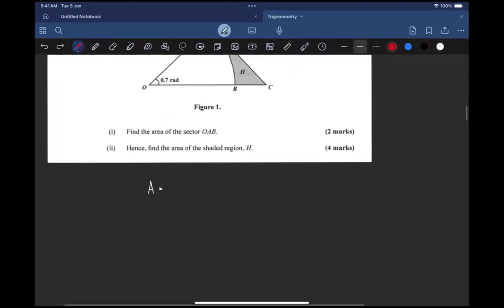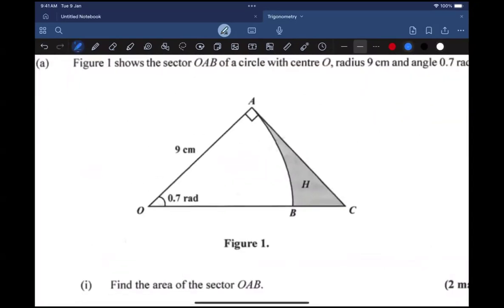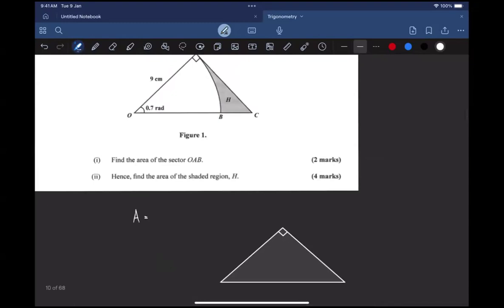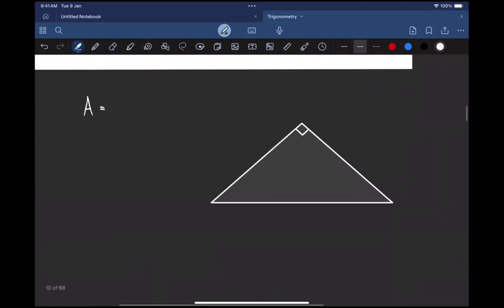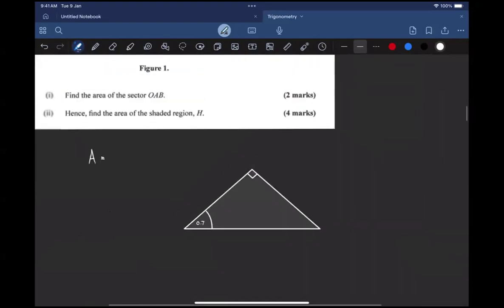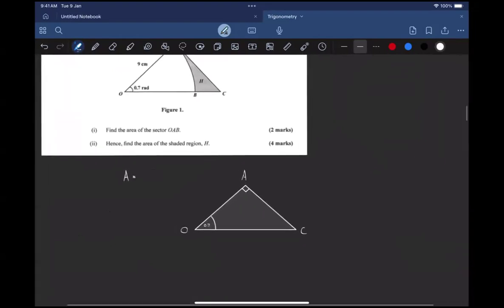Let me explain. We're going to consider the triangle like so. What kind of triangle is this? A right angle triangle. Other than the right angle, did they give us any other angles? Yes, 0.7 rad. This is A, this is O, and this is C. And they also give us 9 centimeters.